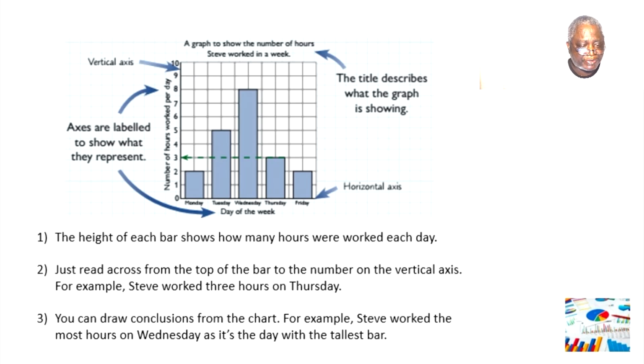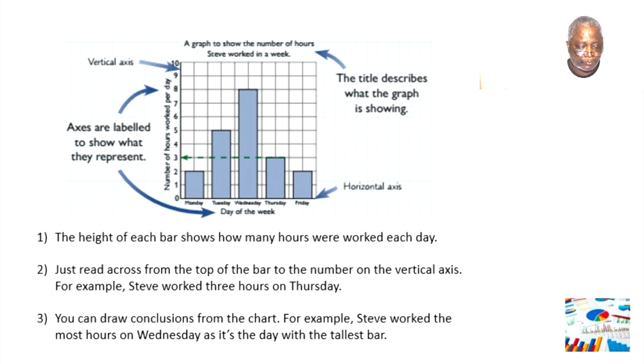On the left, you have axes labeled to show what they represent, which is the day of the week. And then you have the vertical axis. On the right, the title describes what the graph is showing. So this is a bar chart, which shows the number of hours Steve worked in a week. And then the horizontal axis at the bottom tells you the days of the week. So for each day, it tells you the number of hours that Steve works.